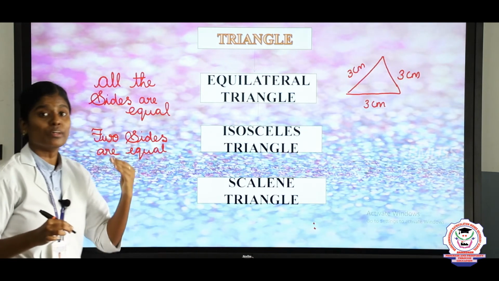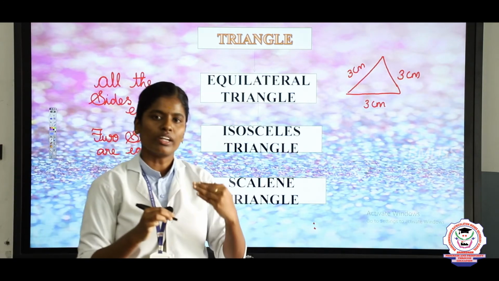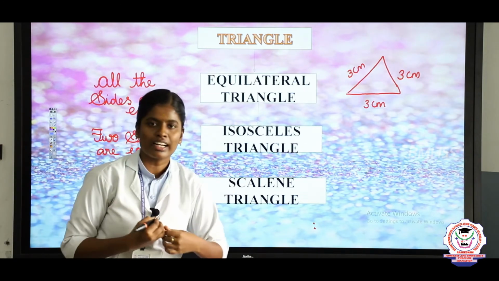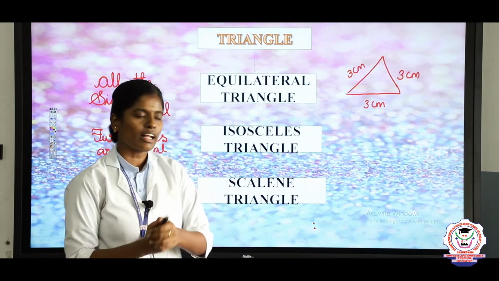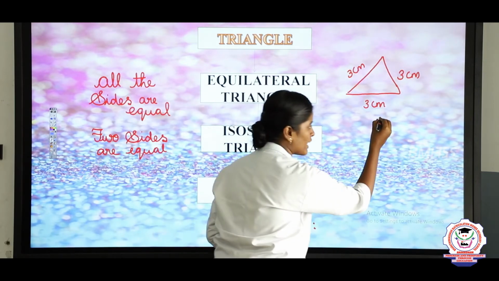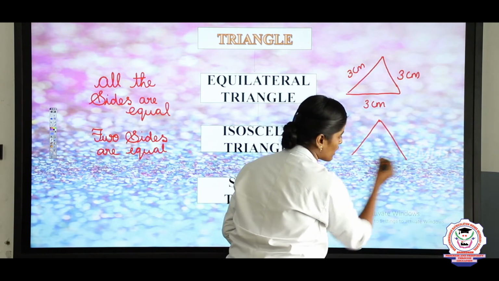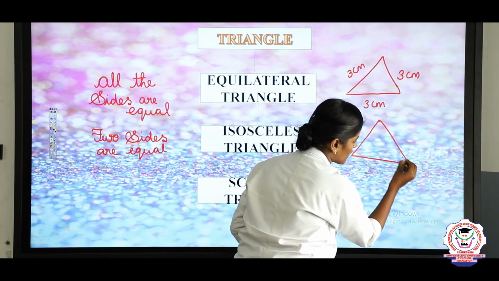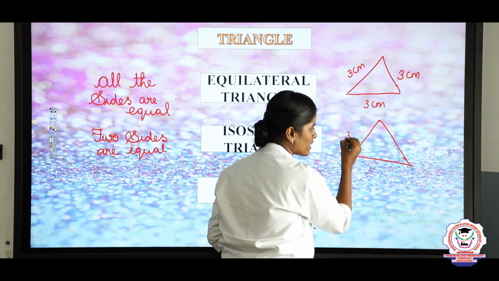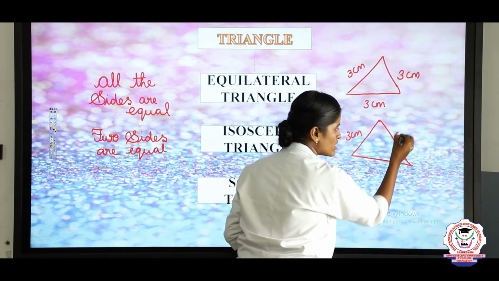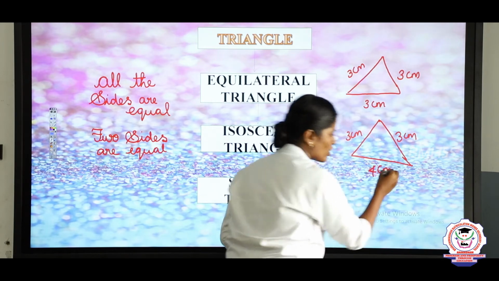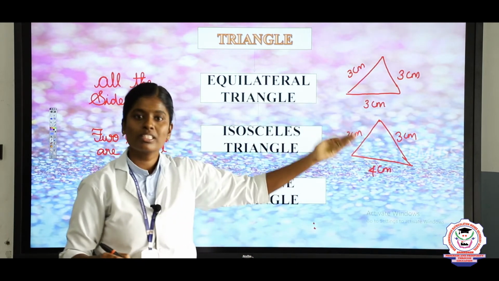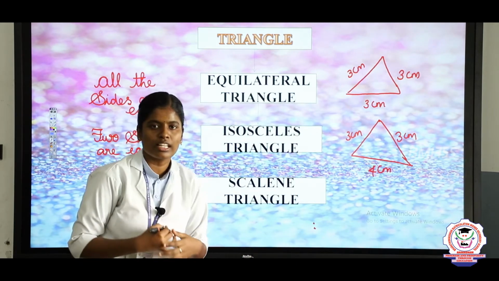A triangle with two sides equal is called an isosceles triangle. For example, if you draw the triangle, this is 3 centimeter, and this is 3 centimeter, and this is 4 centimeter. So two sides are equal, that is called an isosceles triangle.